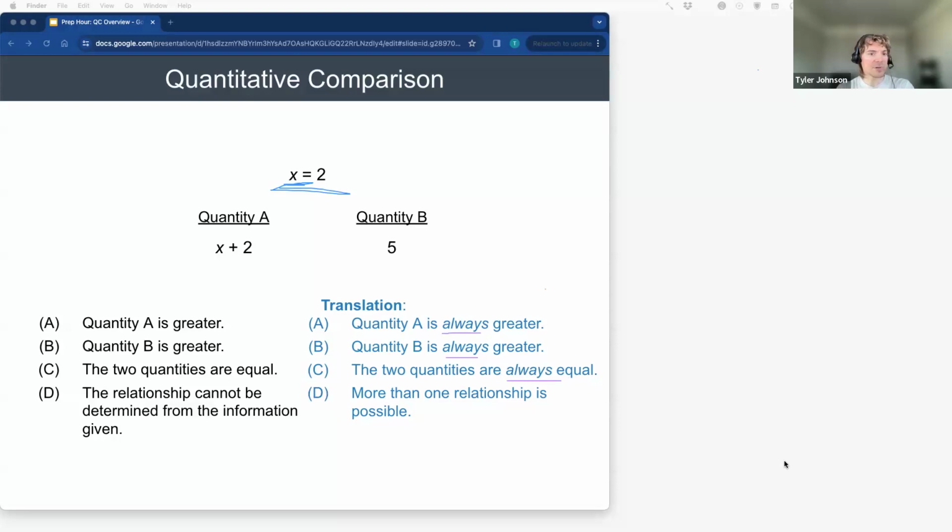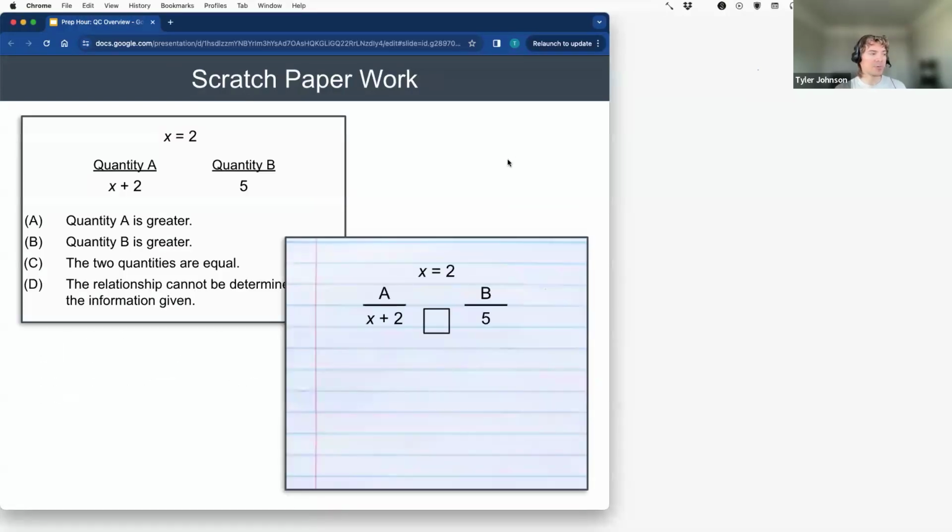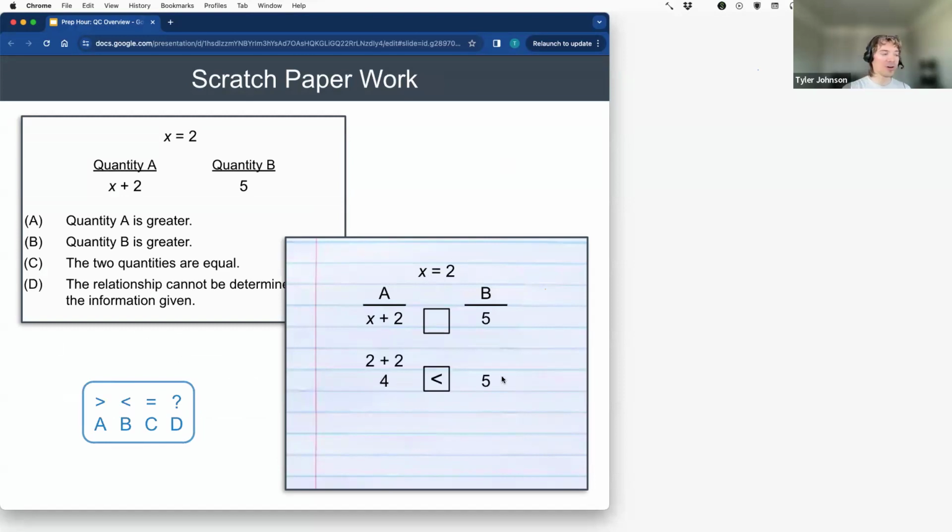And in terms of answering these, what I do with my scratch paper is I usually write an A and a B, put 2 lines under it for my 2 quantities. I'll retranscribe any upfront info, and then I'm just going to solve from there. So here we know x is equal to 2, so I can substitute that into quantity A. So I see it's 4 versus 5. 5 is always bigger than 4, so that would make the answer B.